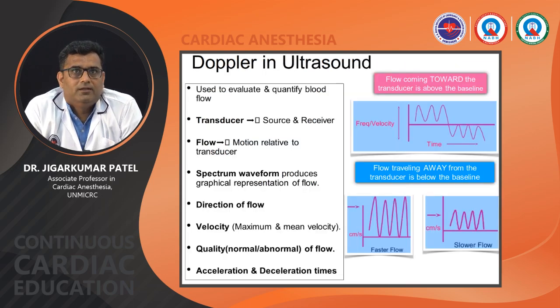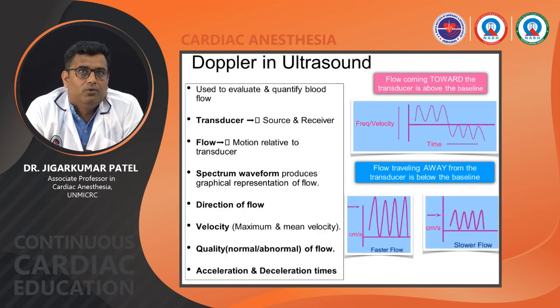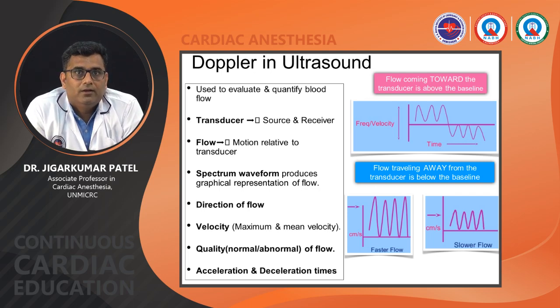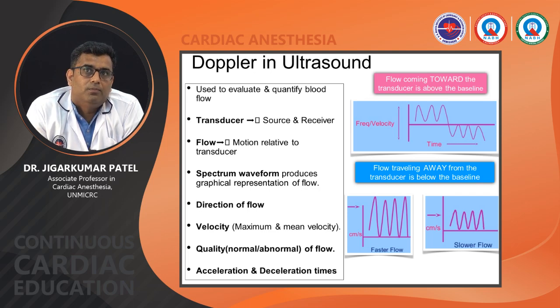Now, Doppler is used to evaluate and quantify blood flow. Here the transducer acts as a source and receiver, and flow is motion relative to the transducer. You can get the spectral waveform, a graphical representation of the flow. Flow coming towards the transducer is above the baseline, and flow traveling away from the transducer is below the baseline. By Doppler, you can get the direction of flow, velocity, either maximum or mean velocity, quality of the flow, whether it is normal or abnormal, and acceleration and deceleration time.